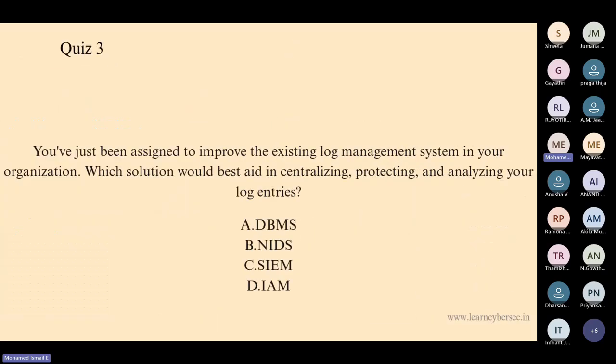Now come to the quiz. You have just been assigned to improve the existing log management system in your organization. Which solution would best aid in centralizing, protecting, and analyzing your log entries? So figure out the answer. It's so easy.